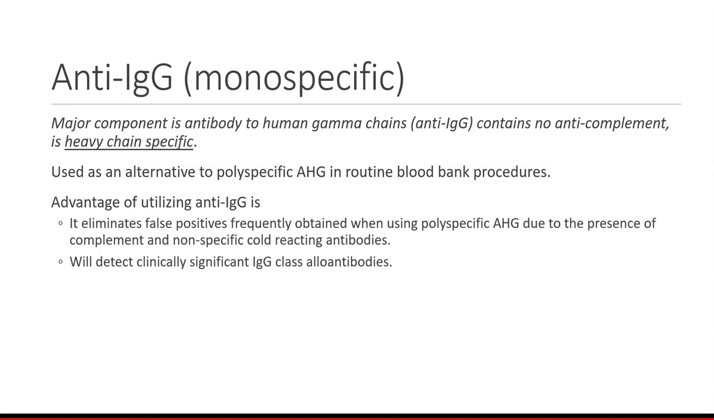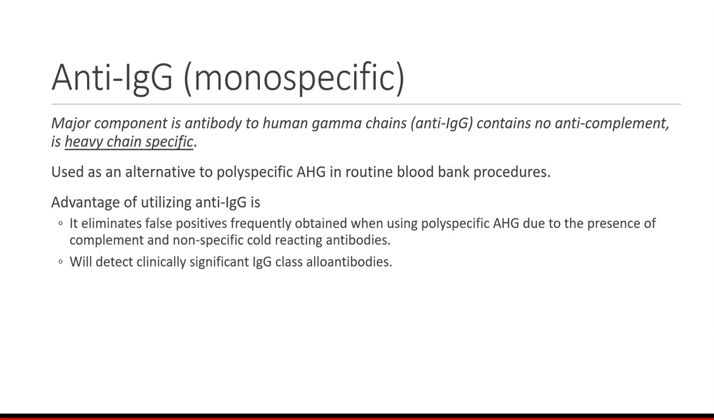Monospecific anti-IgG is the most commonly used anti-human globulin serum. The major component is the antibody to human gamma chains. So it is an anti-IgG antibody. It contains no anti-complement and it's heavy chain specific. Every time you sit down and you use a blood bank reagent, you must briefly glance at the label. And when you're looking at your Coombs serum, you want to know, is it monospecific anti-IgG, monospecific anti-C3, or polyspecific? It is used as an alternative to polyspecific AHG in routine blood bank procedures.